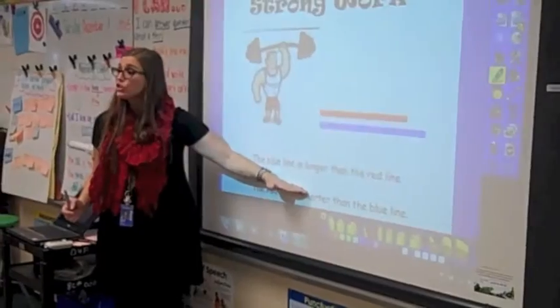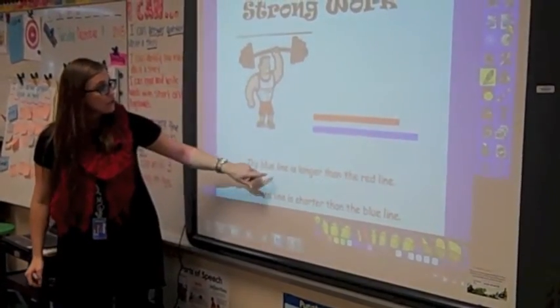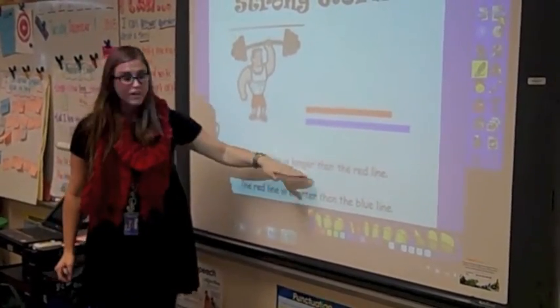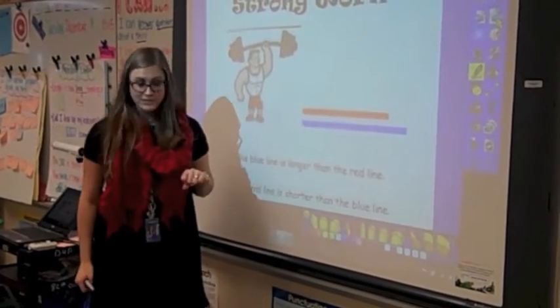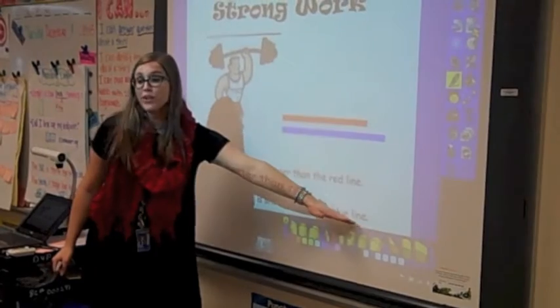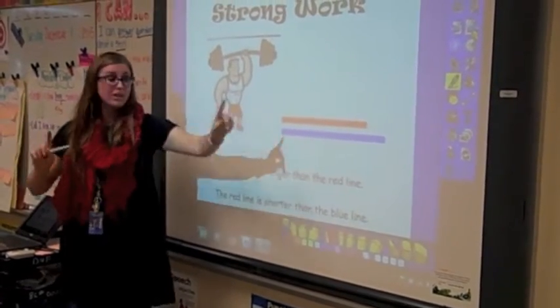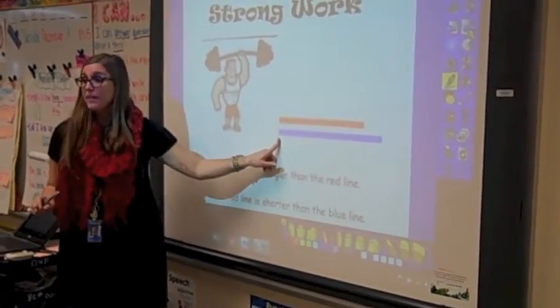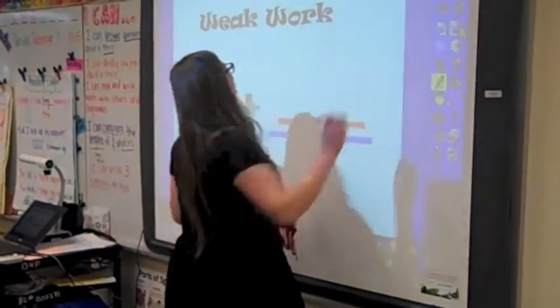Once you line up your endpoints, you can fill out your chart. It says the blue line is longer than the red line, and the red line is shorter than the blue line. And how did they know that? Because what did they do? Line up their endpoints.